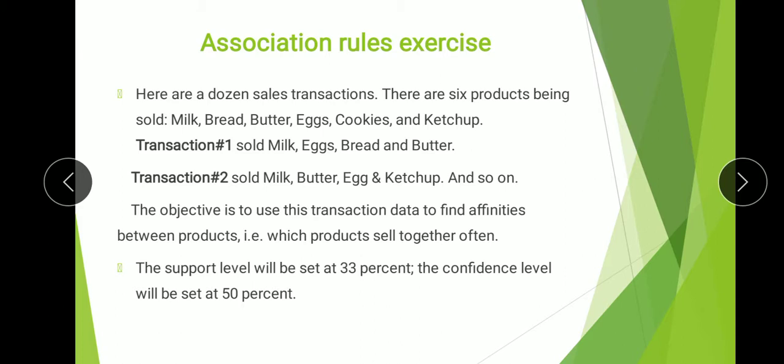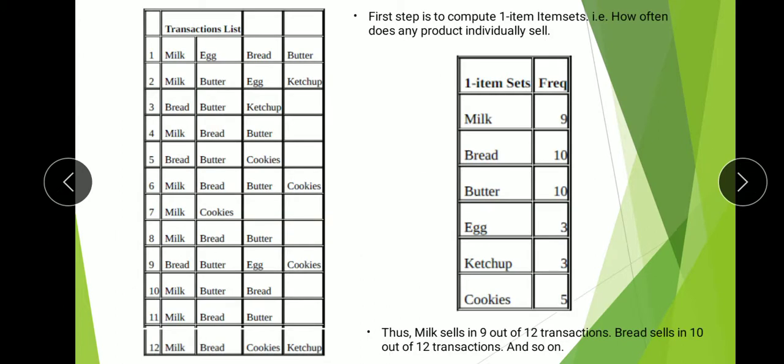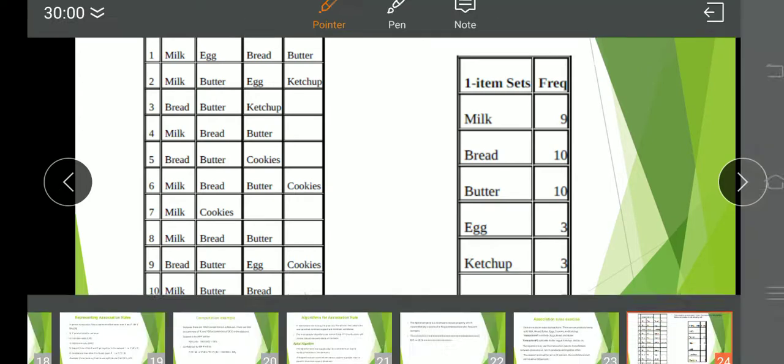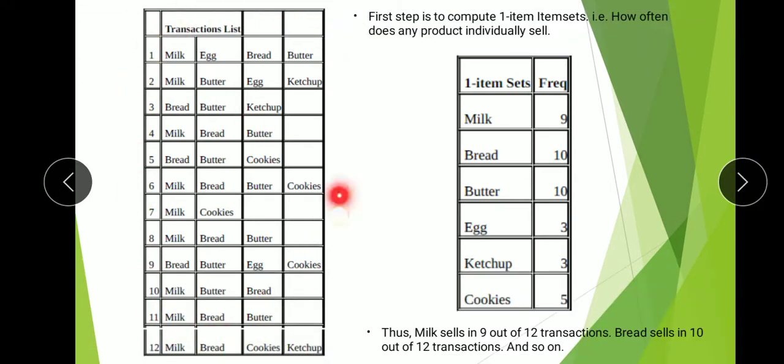Okay, let us see the table of transactions. This is the transaction table which has 12 transactions in it. You can see that in the first transaction milk, egg, bread and butter are sold together. In the second transaction milk, bread, egg, ketchup are sold together, and so on. There are 12 transactions given here.